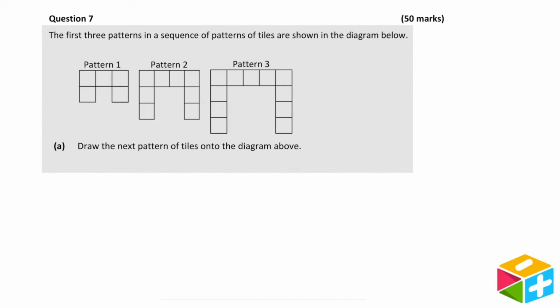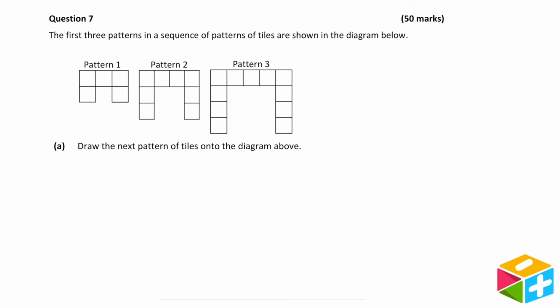The first three patterns in a sequence of patterns of tiles are shown in the diagram below. In part A, we're asked to draw the next pattern of tiles onto the diagram above. To draw the next pattern, we must identify the structure that's generating these shapes.